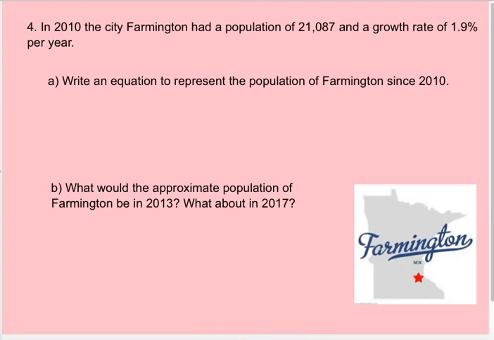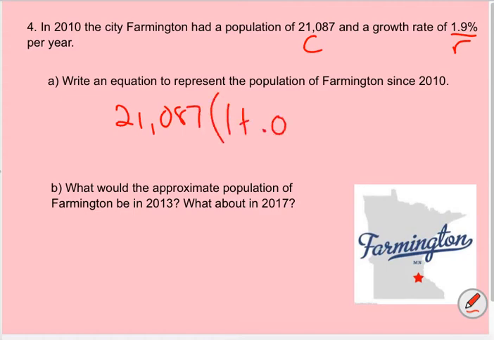So in 2010, the city of Farmington had a population of 21,087 and a growth rate of 1.9% per year. Write an equation to represent the population of Farmington since 2010. So initial starting amount C, growth rate R 1.9%, so it's going to be 21,087 times 1 plus, be careful here because it's got to be 0.019, to the power of t. So put that together and you get 1.019. So that becomes what you're going to multiply by.